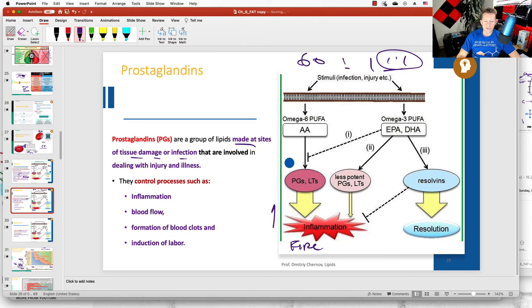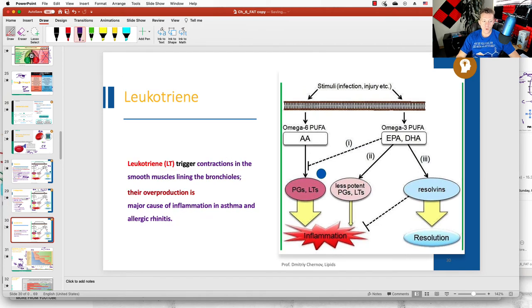So the prostaglandins control the process of inflammation, which is a normal process during injury. We need them for blood flow, right? We need to bring more blood to the site of injury so we can remove waste, bring nutrients and oxygen, and remove carbon dioxide. They also help in the formation of blood clots, they bring platelets, and induction of labor, which is not part of that, but we need them as well. And they are made out of omega-6 fatty acids, because fatty acids, we need them for structural purposes.